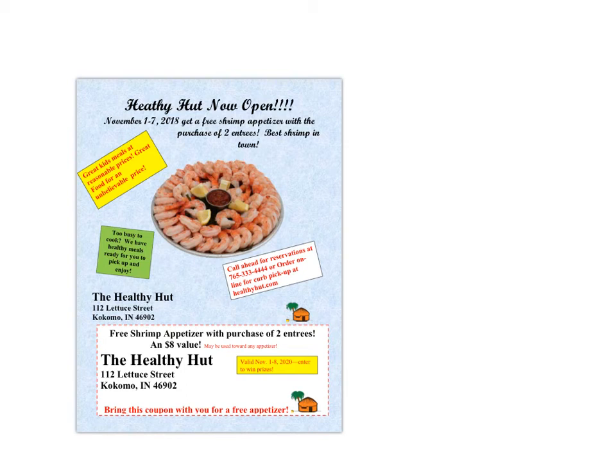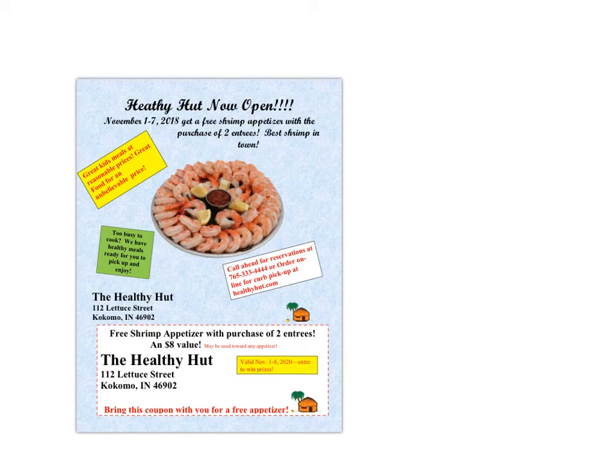If you look at the little white box, it says call ahead for reservations or order an online curbside pickup at healthyhut.com. So now I've not only given them the phone number, I've also given them an email or a website to go to. Notice that I put in my address twice. I want everybody to know where I am. If they cut that coupon off, I want them to still have the ad that has my address. The Healthy Hut is located 112 Lettuce Avenue, Kokomo, Indiana. Now here's my coupon that they can have for a free appetizer. So there's a lot of copy. That is the biggest part of the ad. You wanted to get information out.